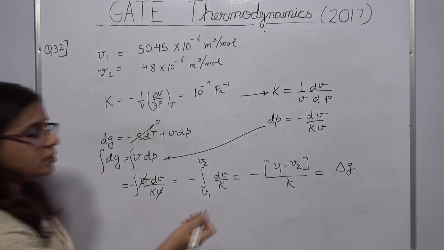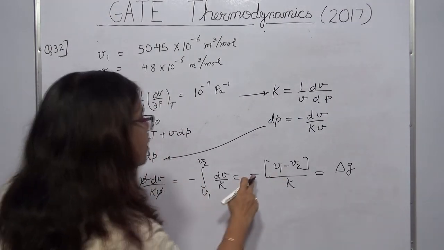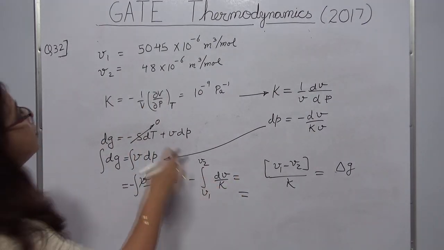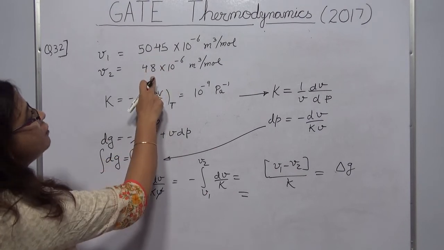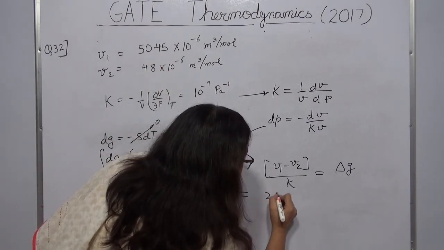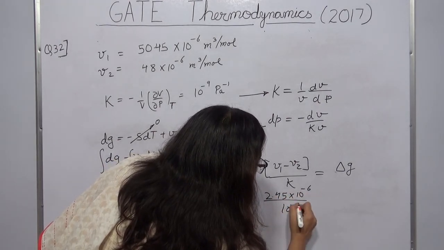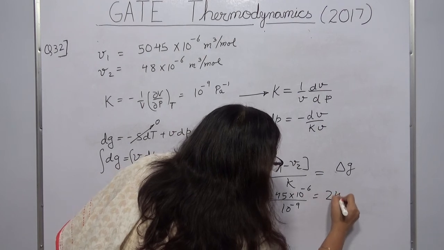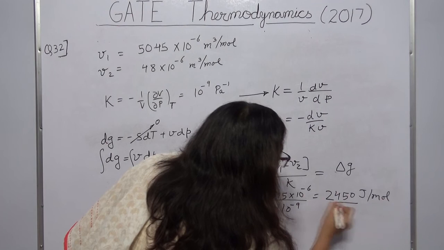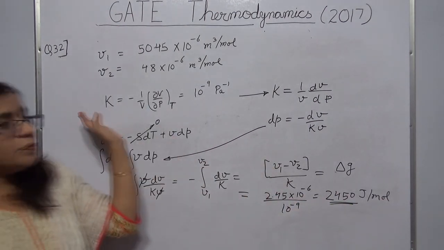Do this calculation, very simple. V1 minus V2, I have absorbed the negative sign in it. So V1 minus V2, 50.45 minus 48, that is 2.45. So 2.45 into 10 raised to minus 6 divided by 10 raised to minus 9, that is equal to 2450 joules per mole. Okay, so this is your answer. So it was a very simple problem.